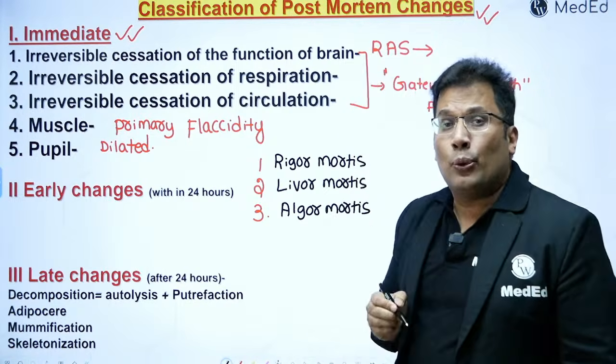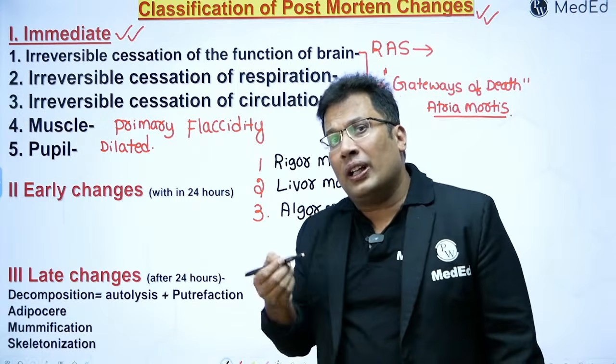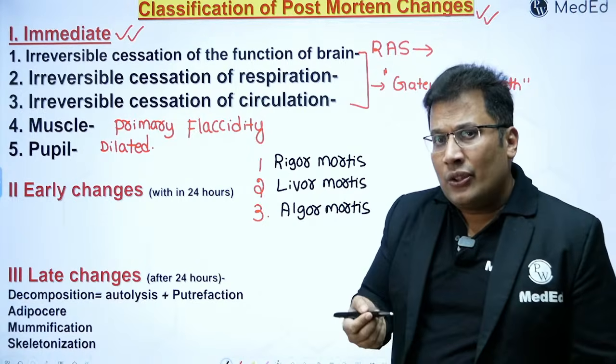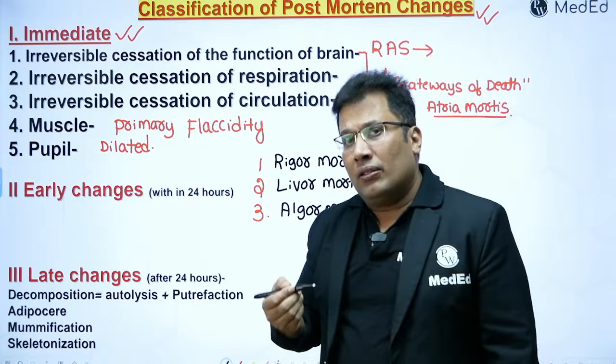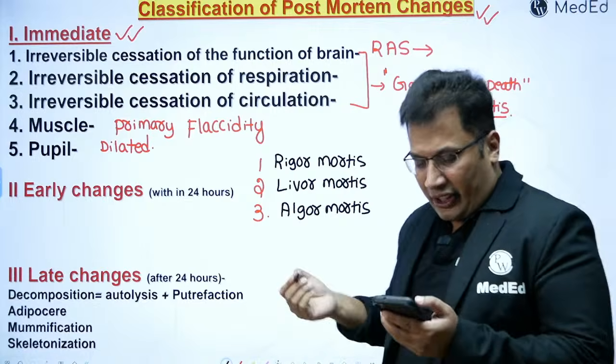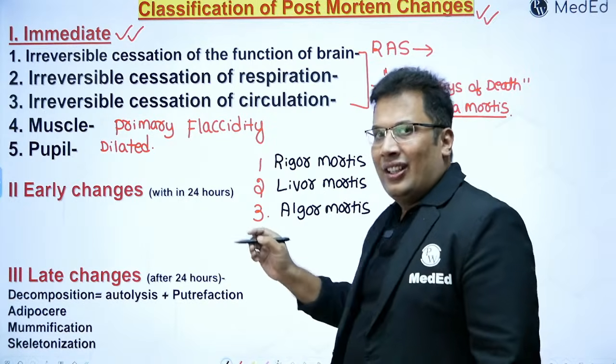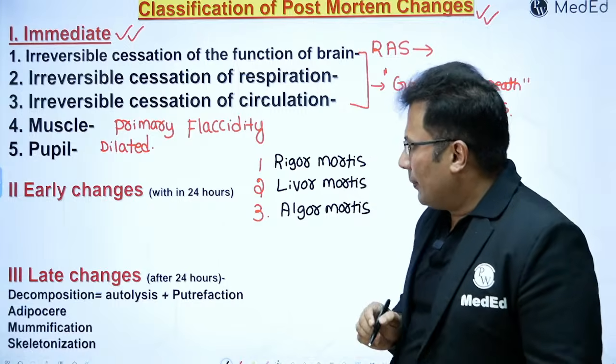Algor mortis means post-mortem cooling. So the cooling of the body occurs after death, because of the loss of heat by evaporation, convection and conduction as well. These three are important changes, known as early changes.